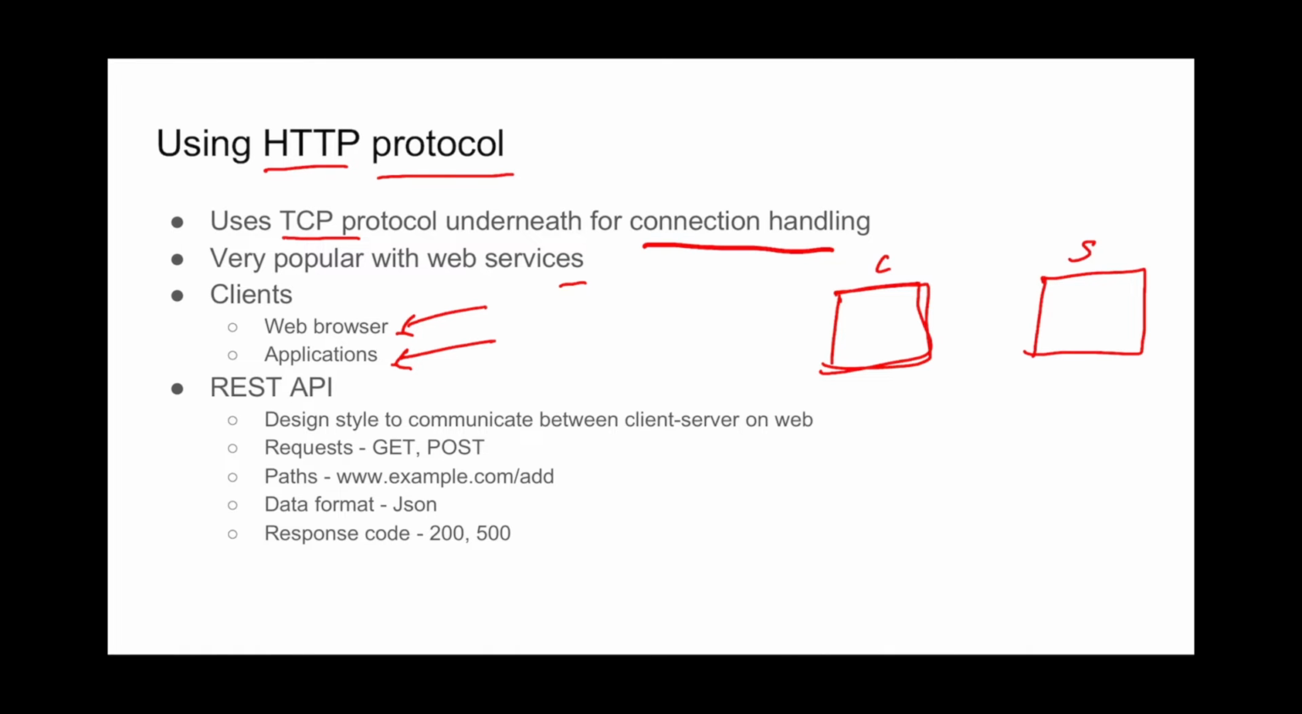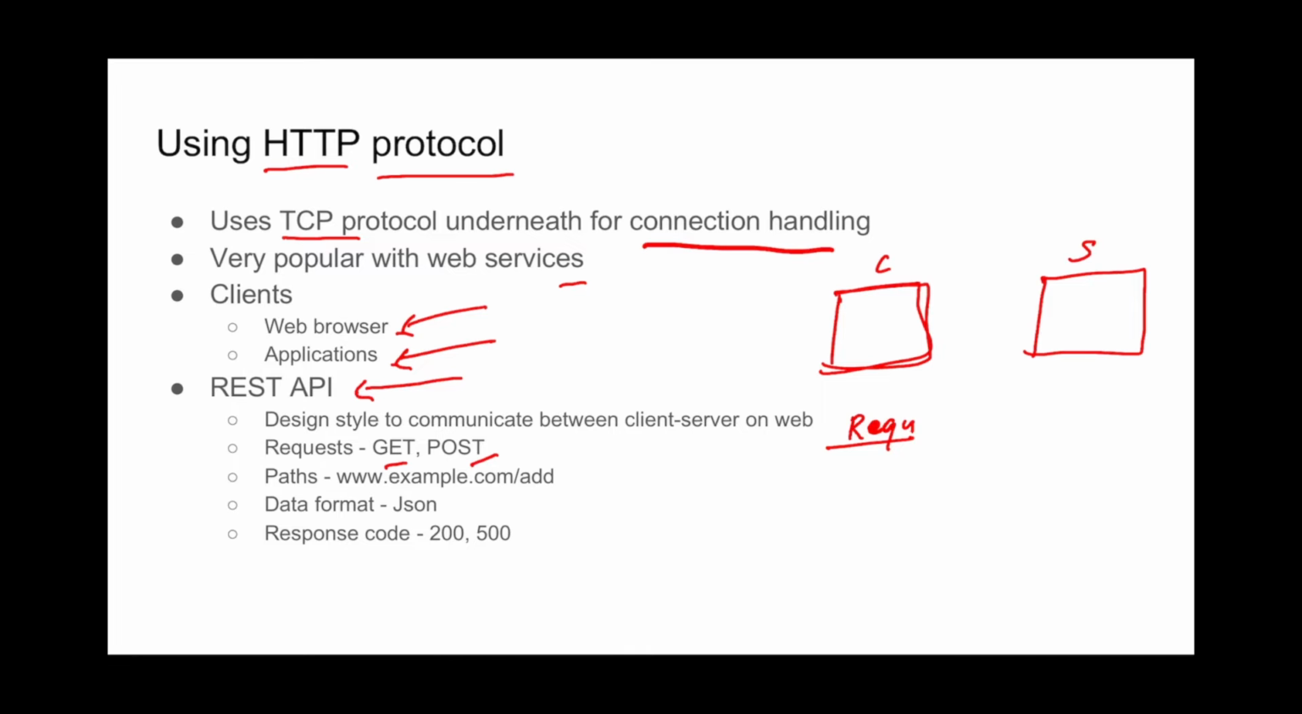And one of the popular styles of communication over the web is using the REST API style. So this REST API uses a lot of features that are provided by HTTP protocol for communication between client and server. And in this style, the client sends a request, and in the request it has to mention different parameters. One is what is the type of request, whether it is a GET request or a POST request.